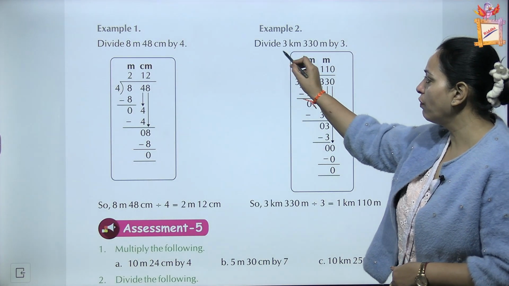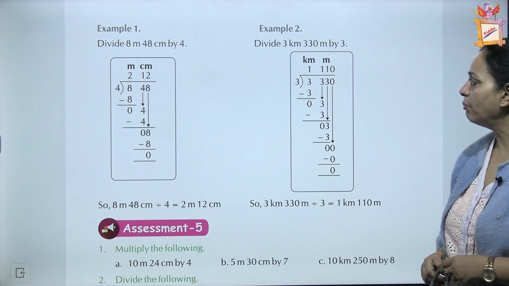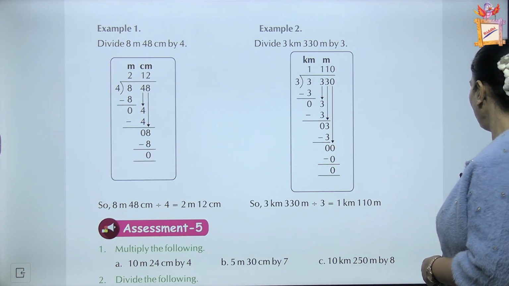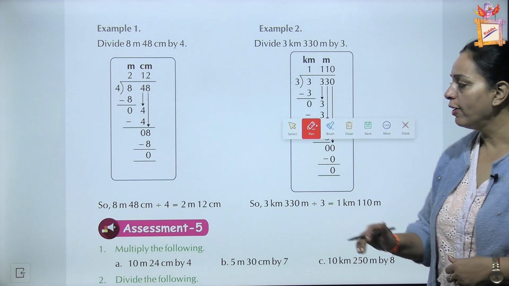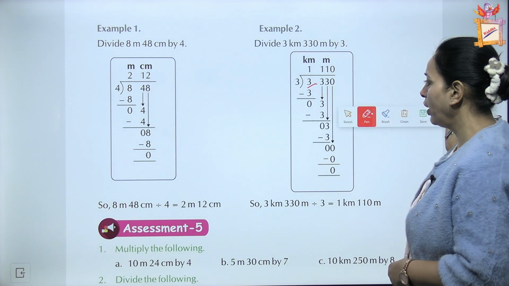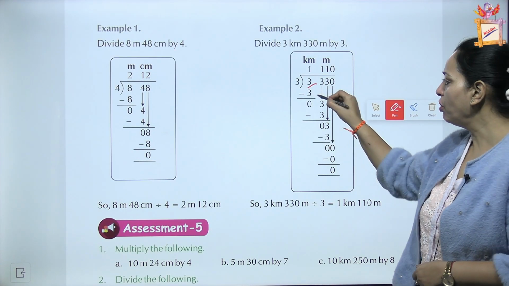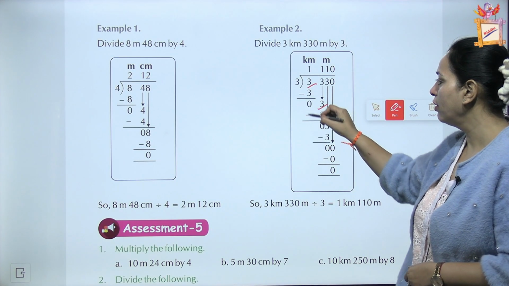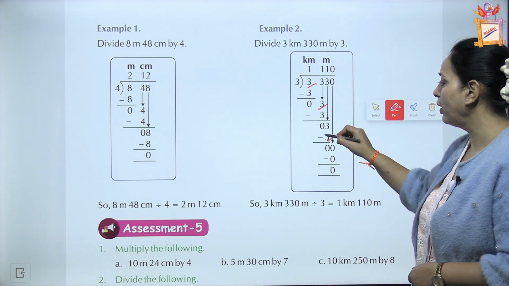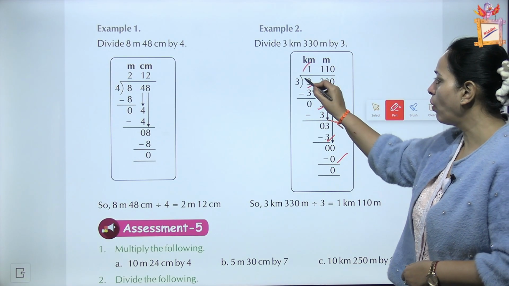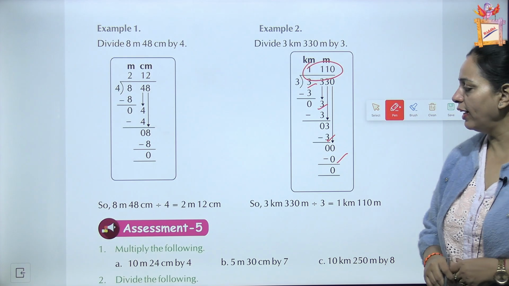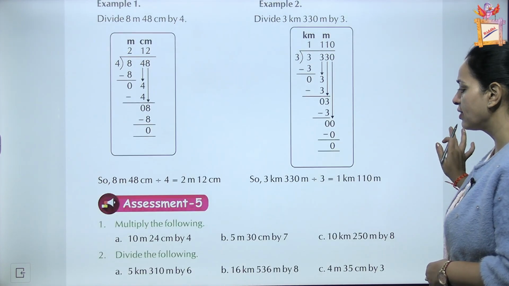Similarly, example 2, divide 3 kilometer 330 meter by 3. So we will make columns for kilometer and meter, 3 1s are 3, okay. Then 0 here. Now start meter part. 3 1s are 3, 1 here. Then 3 1s are 3, 1 here, and then 0. So 1 kilometer 110 meter is the answer.